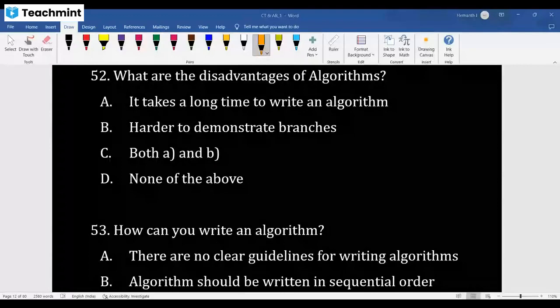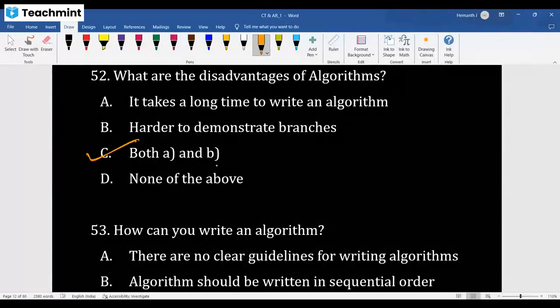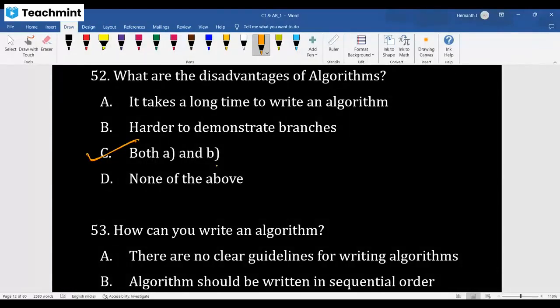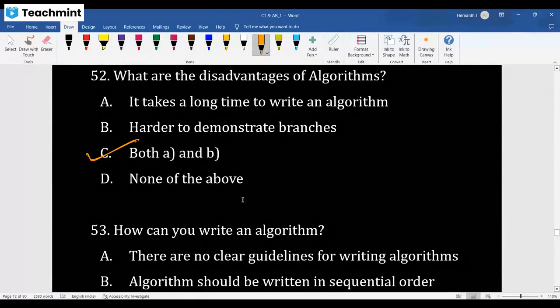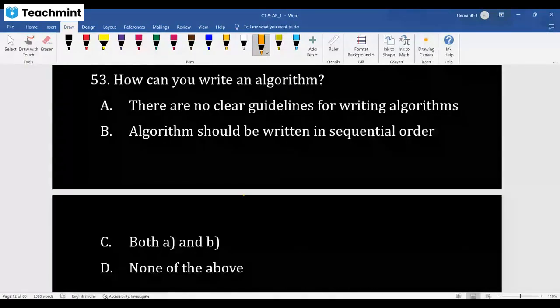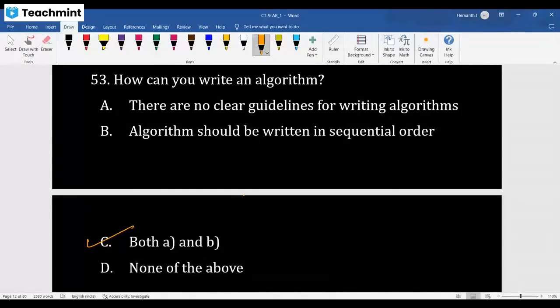It takes a long time to write, and it is hard to demonstrate branches. That's both A and B. Yesterday we shared a PDF as well related to the theory questions. How can you write an algorithm? There are no clear guidelines and it should be written in sequential order. Different people will write in different styles, so it's also both A and B.